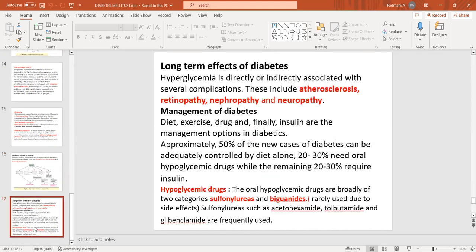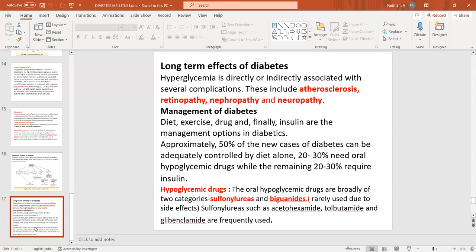What are the long-term effects of diabetes? Hyperglycemia is directly or indirectly associated with several complications. These include atherosclerosis, retinopathy, neuropathy, and nephropathy. The management of diabetes, which includes diet, exercise, drug, and finally insulin, are the management options of diabetes.